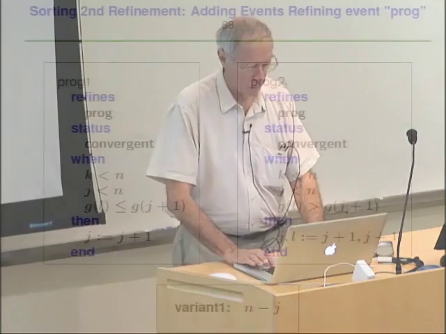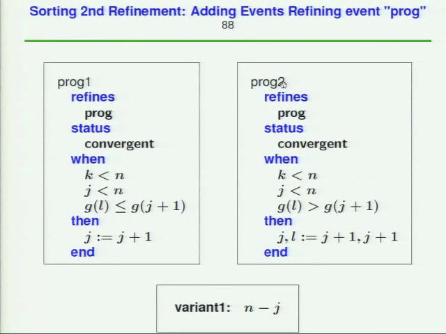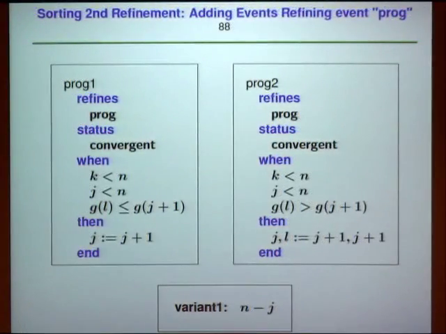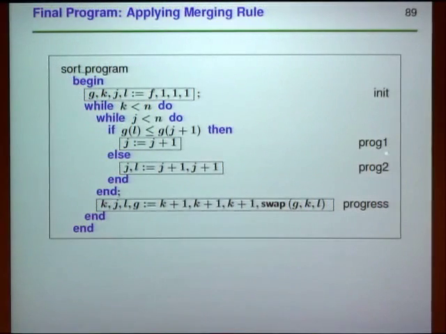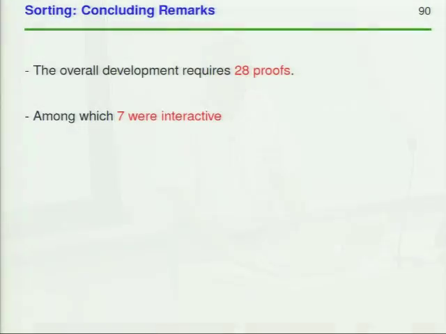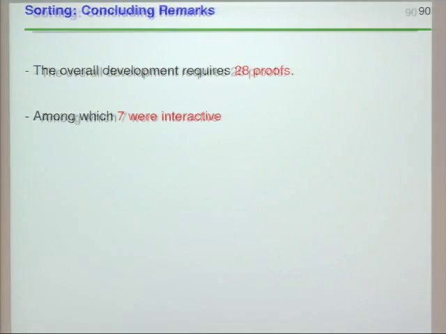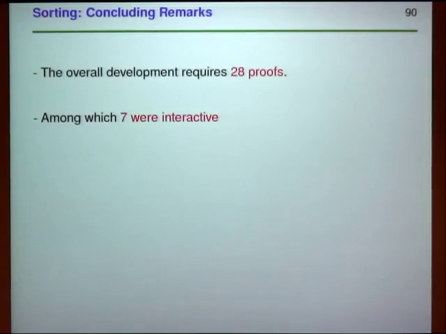So let's go back. Let's go back here. So you see, I've added this morning these guards because then I went directly here. So it was a bit too much. But you could recognize the init, prog 1 and prog 2, and then progress here. Okay. It requires this number of proofs. I've not been looking recently at these things, and 7 were interactive. I hope I have less interactive now.